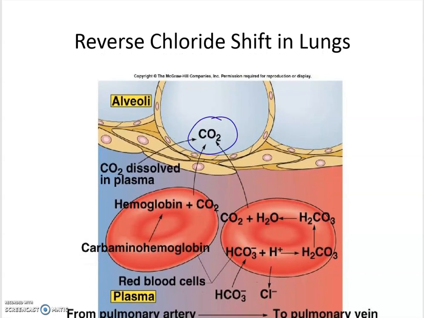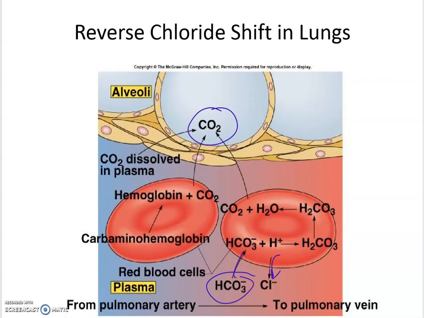Now we're exhaling a lot of CO2 where it's diffusing into the alveoli of the lungs, and now we need to invite the bicarbonate that we just kicked out back in. We're kicking the chloride back out, and so it's known as the reverse chloride shift. And so now we're forming our carbonic acid again, which dissociates into water and CO2, and we're getting rid of the CO2 by exhaling it.